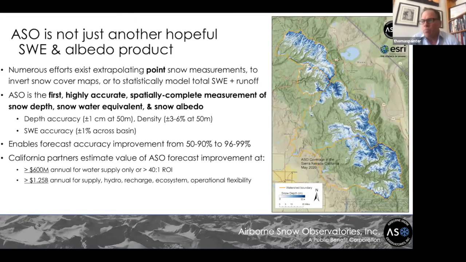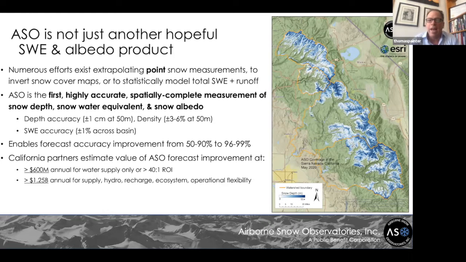And we get questions quite a bit. Okay, ASO, well, we've seen all these interpolated products out there. This is likely to just have a marginal effect on our forecasting. This is not of that ilk. This is a direct measurement. And so this is the first highly accurate, spatially complete measurement of snow depth, snow water equivalent, and snow albedo.